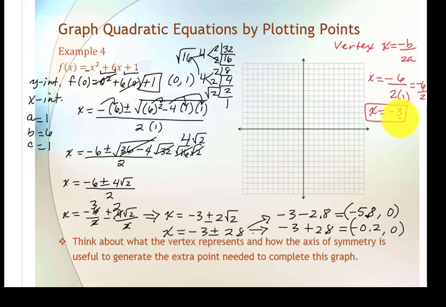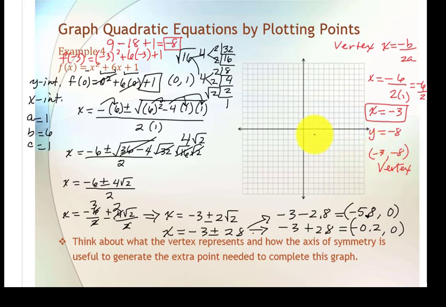This tells us to evaluate our function using an x value of -3. So going back to our function, we're looking for f of -3. So the quantity of -3 squared plus 6 times -3 plus 1. So we're going to end up with 9 minus 18 plus 1. -9 plus 1 equals -8. So the vertex point is going to have a y value of -8. So the ordered pair, -3, -8, is our vertex point.